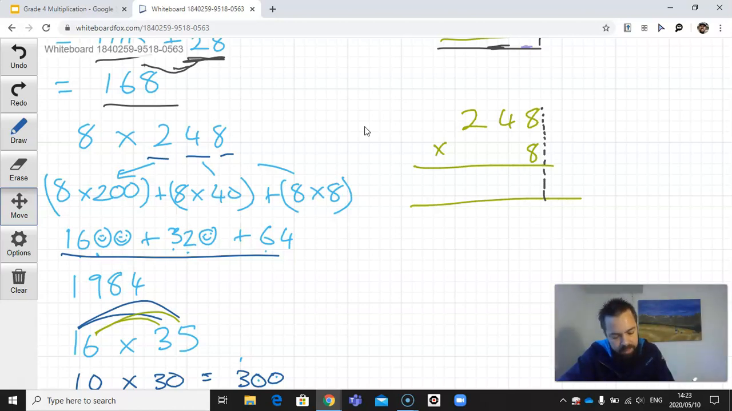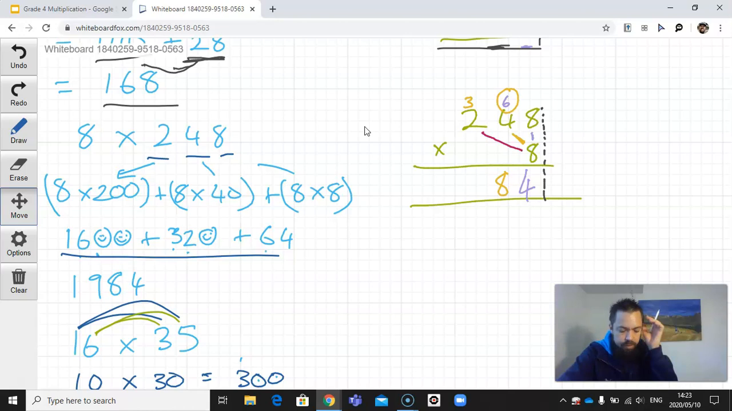Step 1, I go 8 times 8, which is 64. The 4 goes there and I carry my 6 to the next column. Then I go 4 times 8, so 8, 16, 24, 32. 32 plus the 6 that I've carried makes it 38. I put the 8 there and carry the 3.